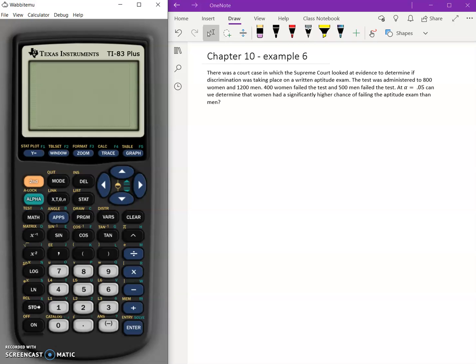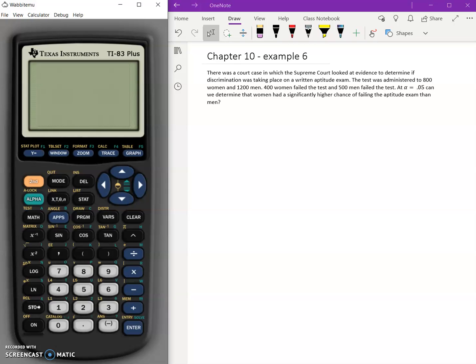So this is one of my favorite examples of hypothesis testing with two samples. So we'll see. There was a court case in which the Supreme Court looked at evidence to determine if discrimination was taking place on a written aptitude exam. The test was administered to 800 women and 1,200 men. 400 women failed the test and 500 men failed the test.